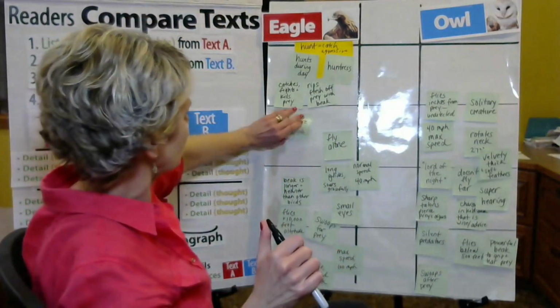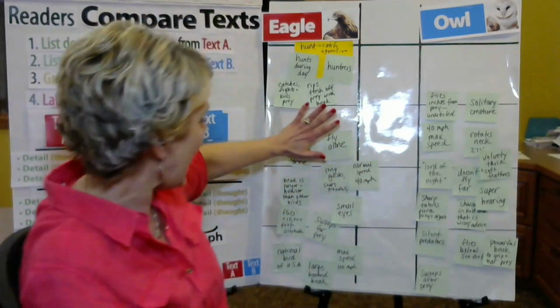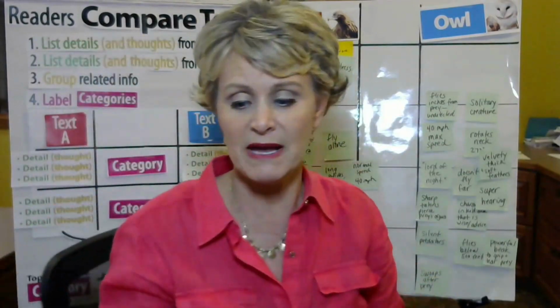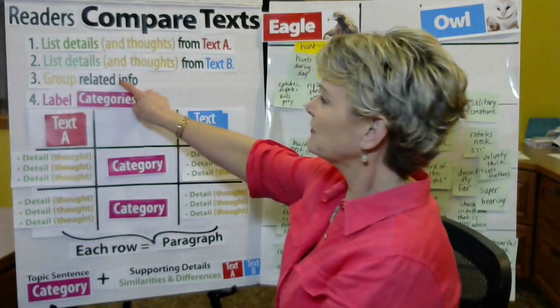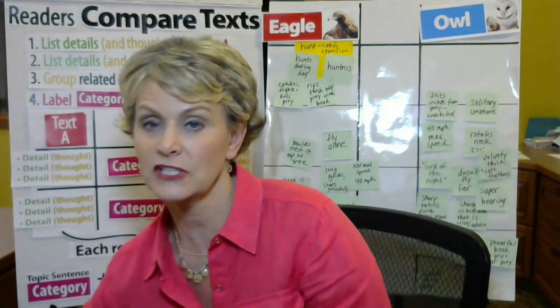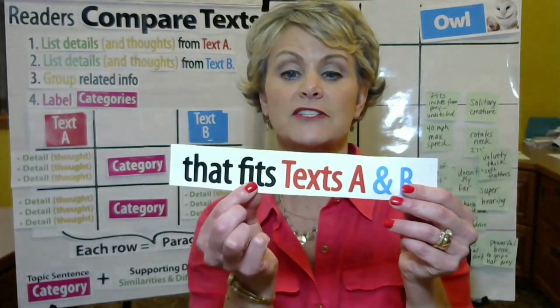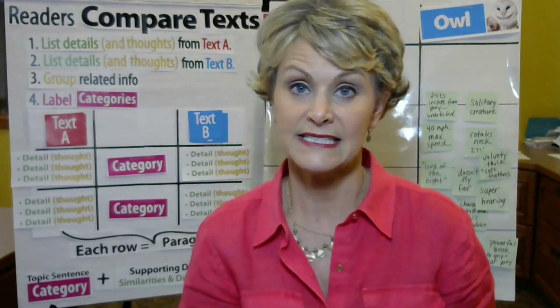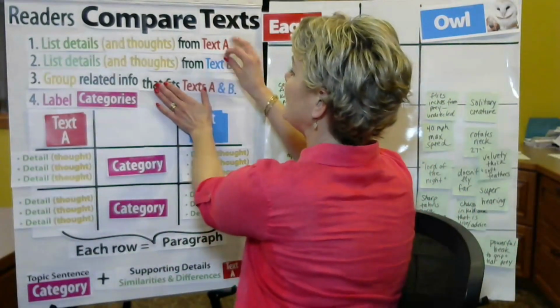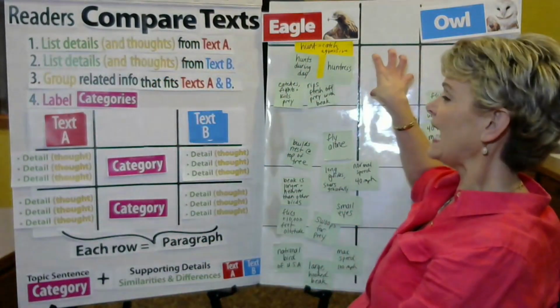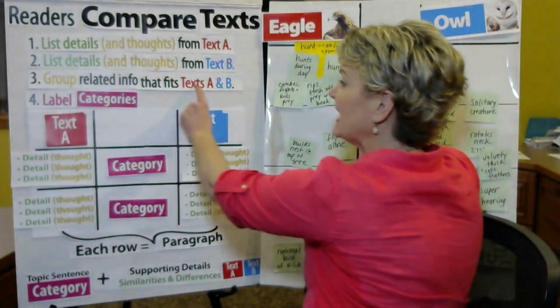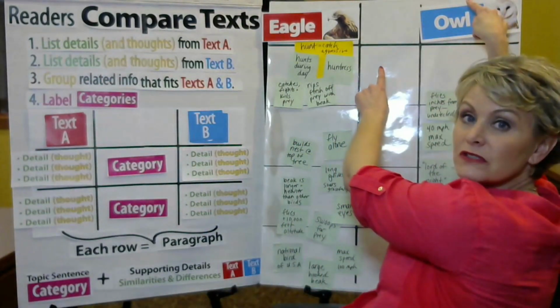All right, catch. Okay, so I got nest. Okay, so now I might have a few more here. Okay, that goes with this. But what I want to do is remember that you have to be able to group related information. Wait for it. That fits both text A and B, or topic A and topic B. Meaning, I cannot put a pink category here that is hunts for prey until I know it fits for owls too. So now I've got to go after it.